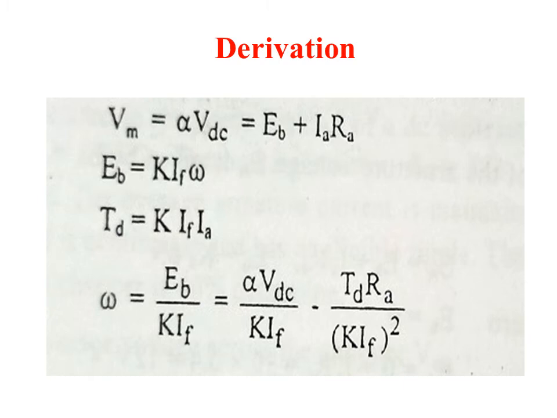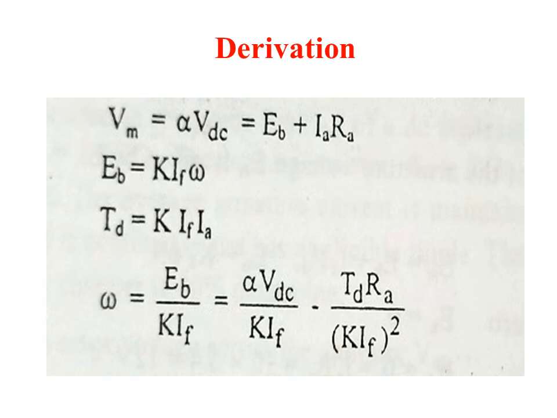Step down chopper is nothing but which gives the fixed DC to variable DC less than the input voltage. So here if you observe, Vm is equal to alpha into VDC, that is equal to EB plus IA RA. Here EB is the back EMF and RA is the armature voltage drop. So from the previous slide, from the equivalent circuit diagram, we can write EB plus IA RA equal to alpha into VDC.